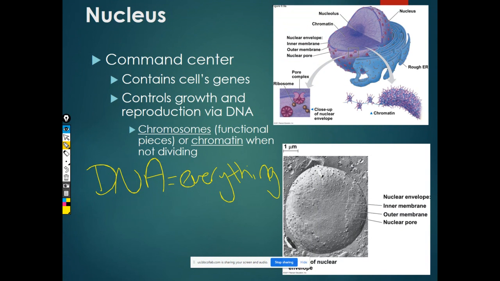Okay, the biggest umbrella word. We're also going to use this word, chromosomes, a lot. A chromosome is basically a subunit of DNA.